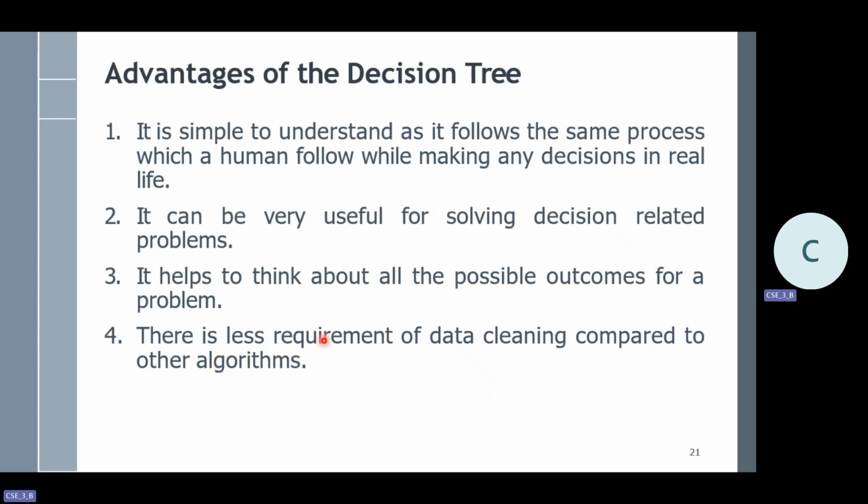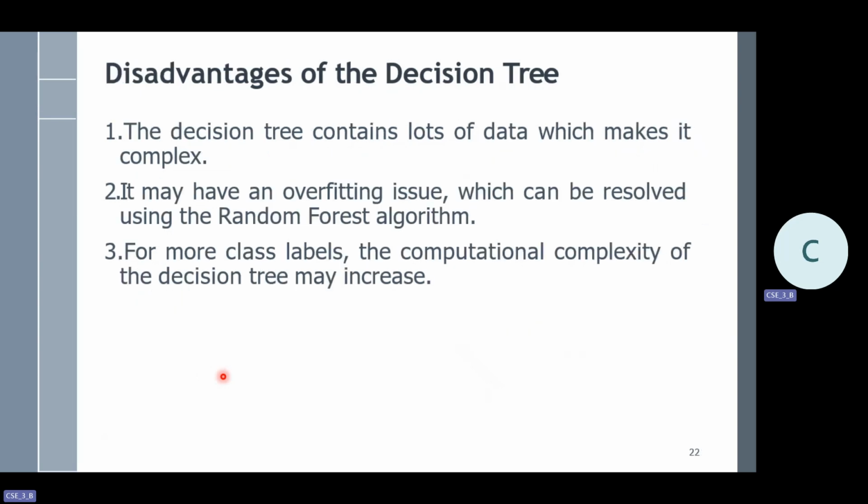And also there is less requirement of data cleaning compared to other algorithms, since it is a robust approach, so that we are using the statistical measures to determine the root node, that is the attribute which is considered as the root node. It is going to give the maximum contribution in the decision making. So there is less requirement of data cleaning compared to the other algorithms. So what are the disadvantages?